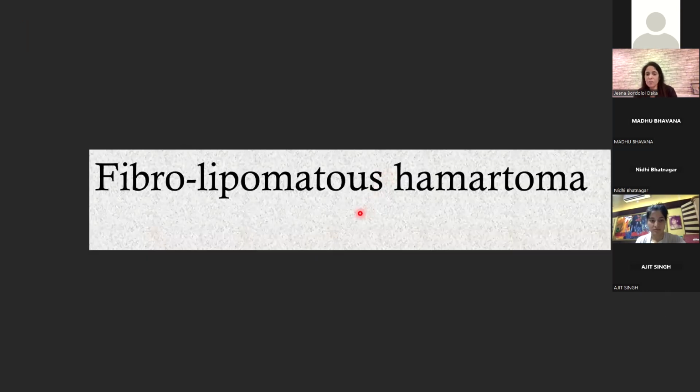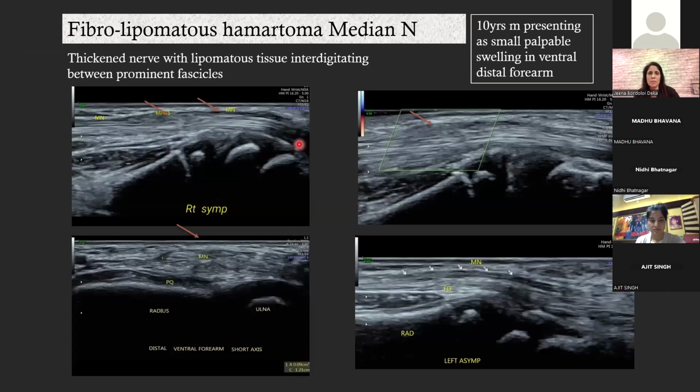So the last case is fibrolipomatous hamartomas. These are benign tumors, most commonly seen in the median nerve. This was a case of a 10-year-old boy who came with a palpable swelling in the ventral aspect of the distal forearm.